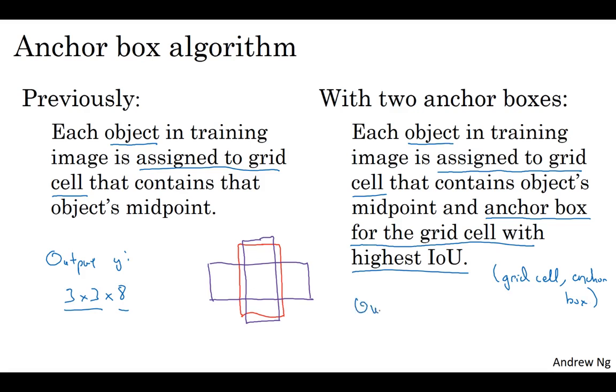And so now the output y is going to be 3 by 3 by 16, because as you saw on the previous slide, y is now 16 dimensional. Or if you want, you can also view this as 3 by 3 by 2 by 8, because there are now 2 anchor boxes and y is 8 dimensional. The dimension of y being 8 was because we have 3 object classes. If you have more objects, then the dimension of y will be even higher.